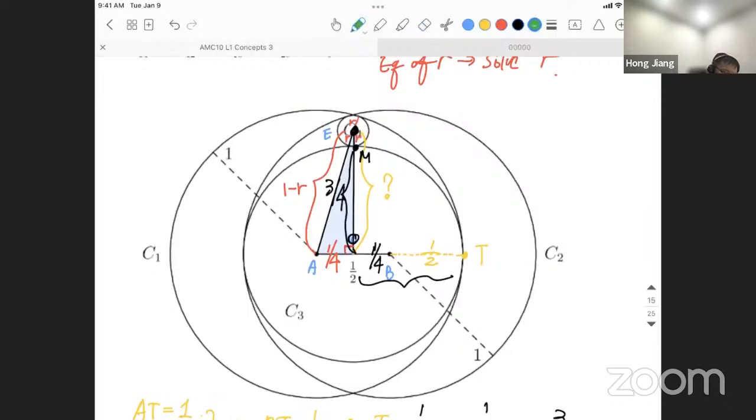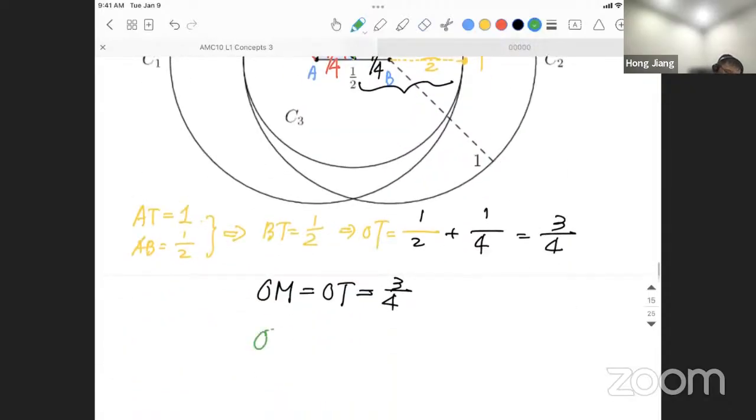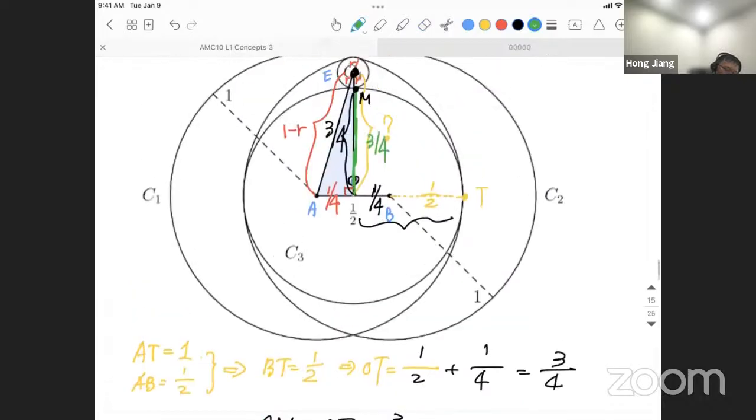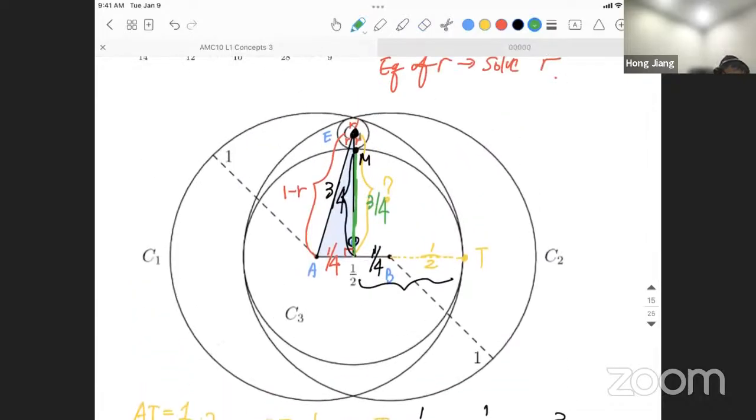I'm going to use the color green. The green part is 3 over 4. Then what about OE? OE will be OM plus R, 3 over 4 plus R, right? This is R, little r here.